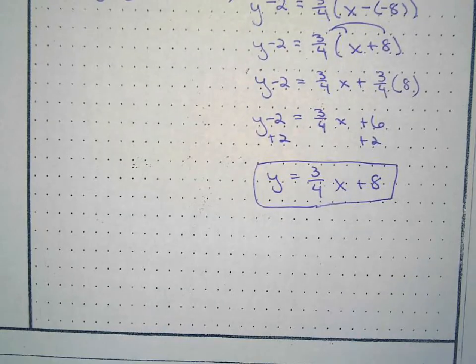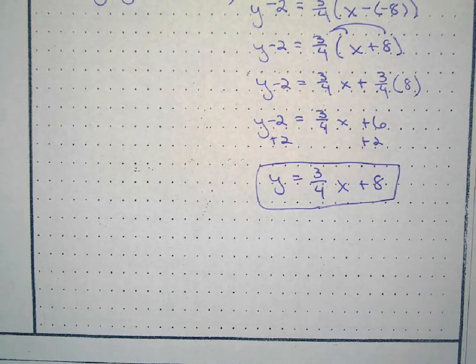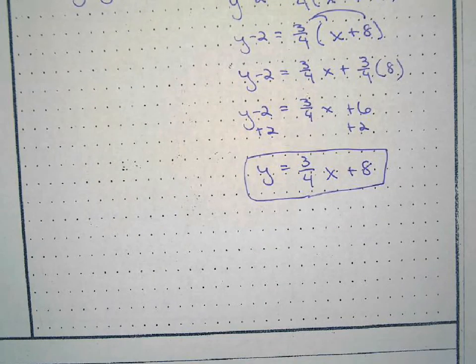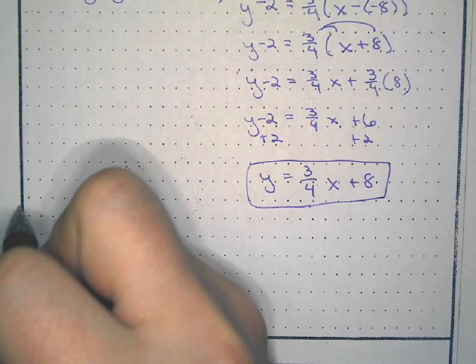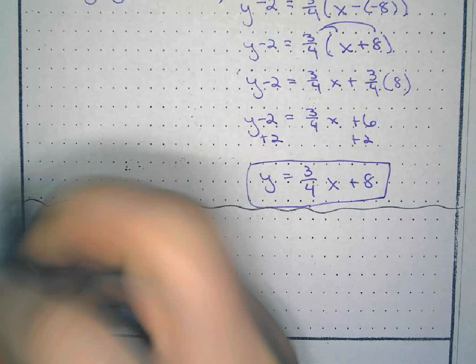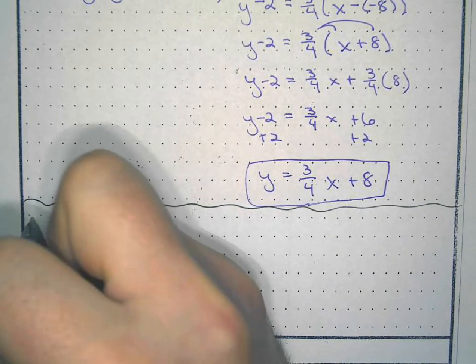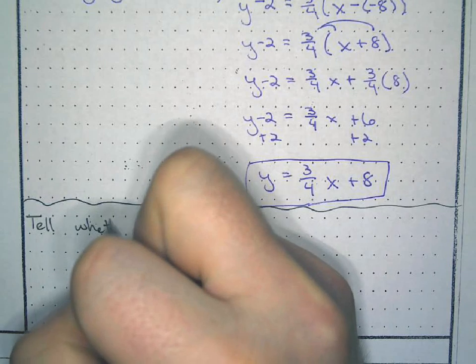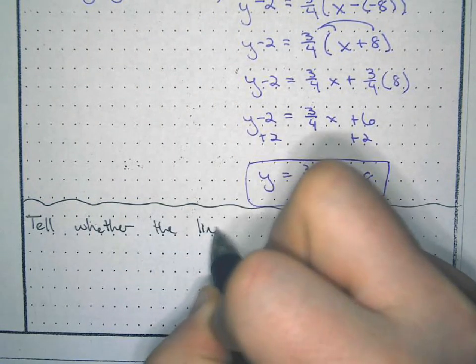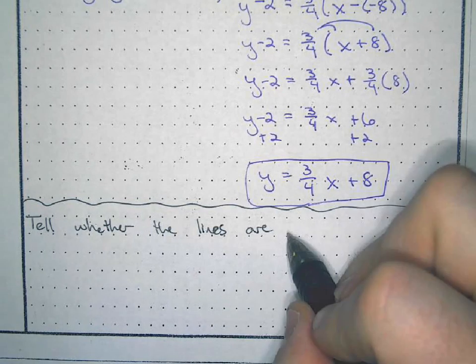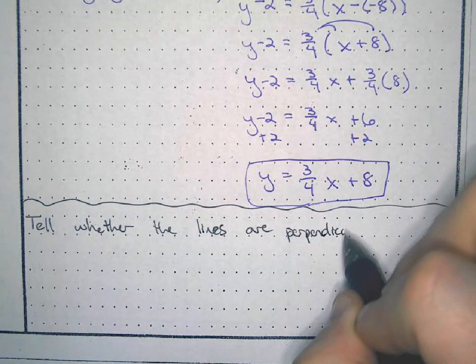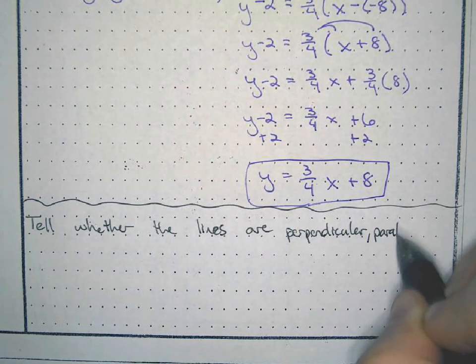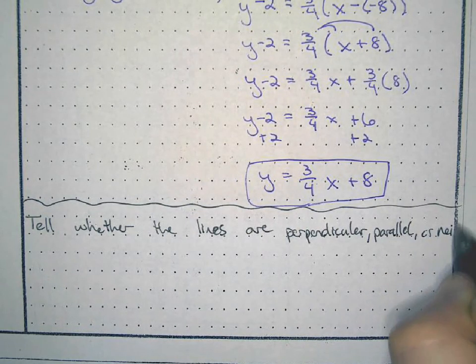Okay, so I have another example I would like us to look at. And that's where we compare the slopes of different lines. So when we're comparing slopes of different lines, we're going to have to do a little bit more work. So this one will be: tell whether the lines are perpendicular, parallel, or neither.